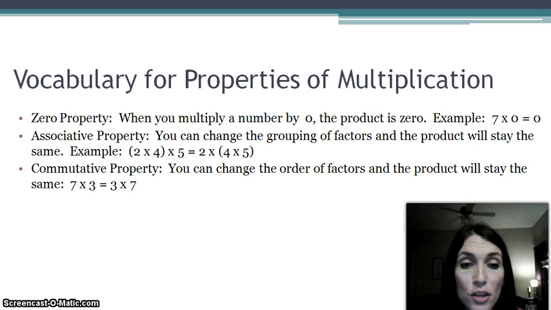Commutative property. You can change the order of factors and the product will stay the same. You know that 7 times 3 is equal to 3 times 7. You probably learned this when you first learned your multiplication facts. And this is an example of the commutative property of multiplication.